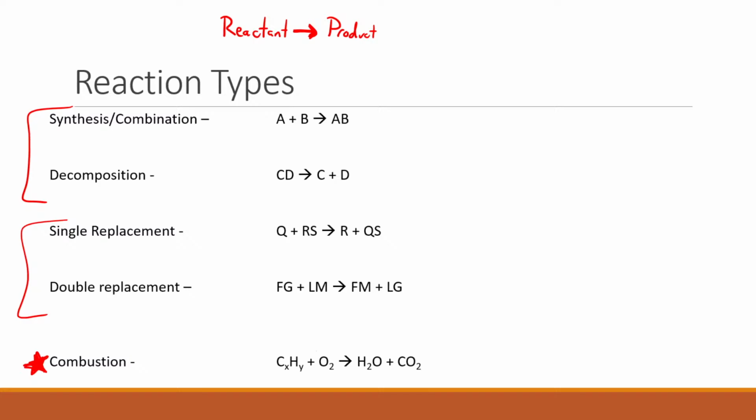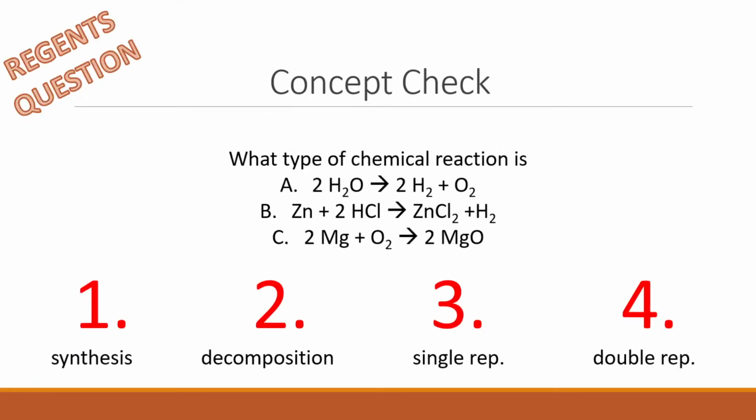Let's try some practice. Here, we have 3 different practice problems. What type of reaction is A? Synthesis, decomposition, single replacement, double replacement. What type of reaction is B? Synthesis, decomposition, single replacement, double replacement. What kind of reaction is C? Synthesis, decomposition, single replacement, double replacement. Right, so it's 3 questions here for you to answer. We're going to go over them all at once, so take some time and try to identify what these 3 equations are.